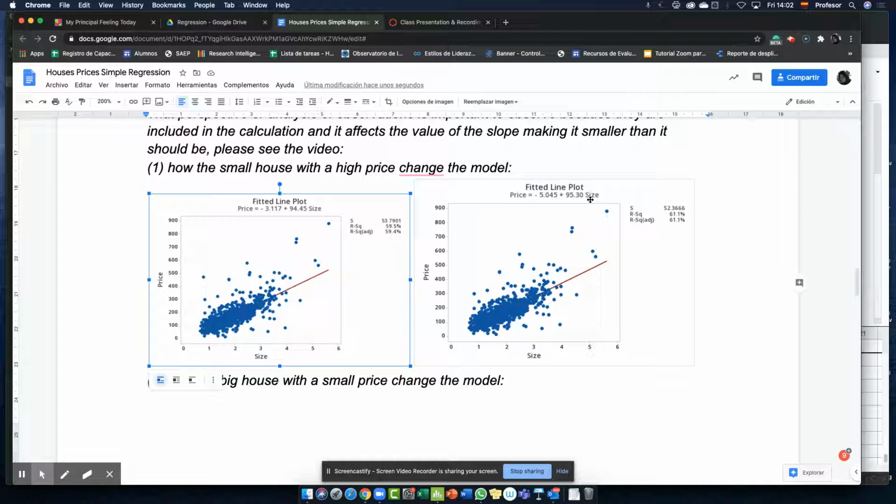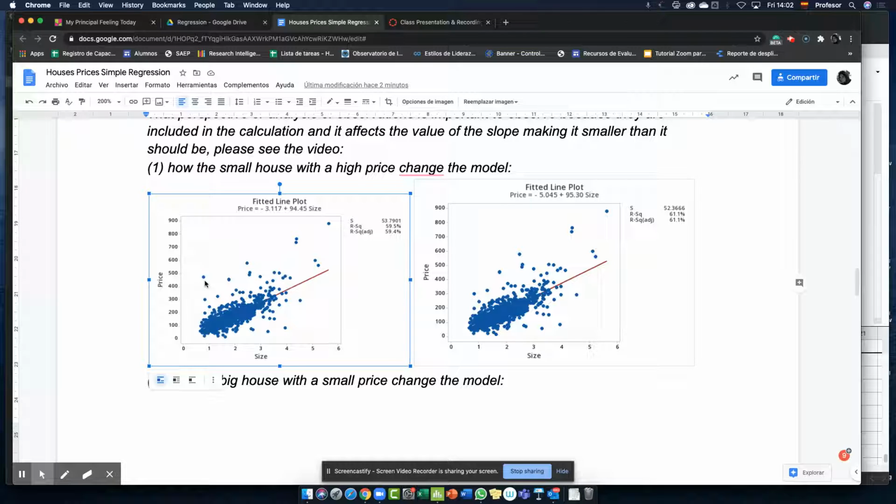Why is it incrementing? It is incrementing because this small house with a high price wasn't allowing us to see how much the price is actually incrementing for every 1,000 increment in the size of houses. So having a small house with a very high price is not allowing us to see how big the increment in the prices of houses actually is.